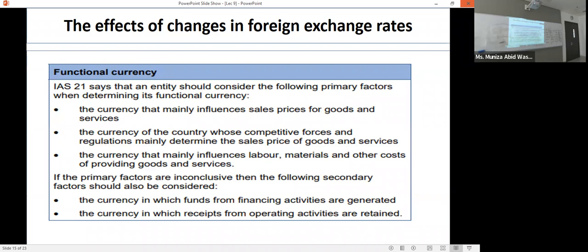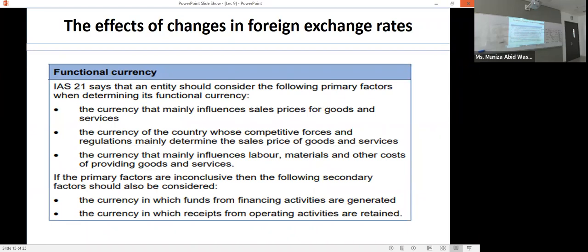If the primary factors are inconclusive, then the following secondary factors should be considered. If in the examination question they're not giving you any information regarding primary factors, then you are going to determine your functional currency with the help of these two particular points. The currency in which funds from financing activities are generated. What are the financing activities, students?